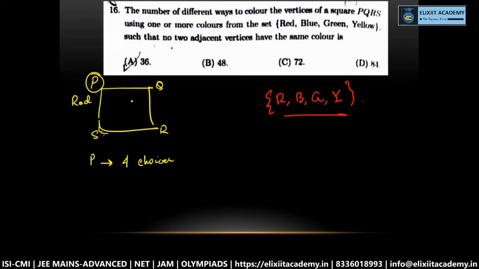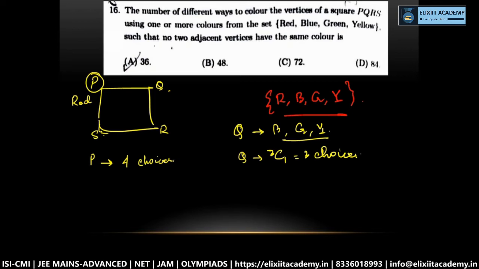If the vertex P takes the red color, then vertex Q can take either blue, green or yellow. For that we have 3C1 cases, so obviously 3C1 choices. So for Q we have 3C1, that's 3 choices.